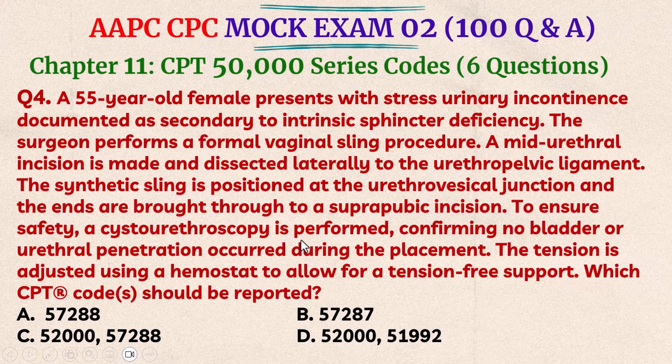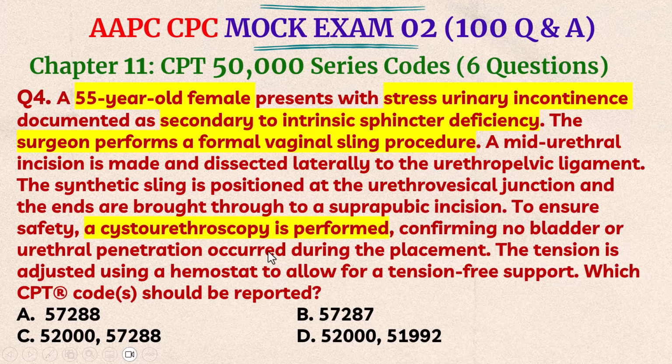So there are 4 answers available. Take your CPT code book and find the answer. When you look at the question, it seems to be a very big one, but when you highlight the important part, it's a small question. You can see this is a 55-year-old female with stress urinary incontinence secondary to intrinsic sphincter deficiency. The surgeon performs a formal vaginal sling procedure. A formal vaginal sling procedure is the open procedure. The detailed procedure is mentioned here, but no need to worry about that. And also a cystourethroscopy is performed with the procedure.